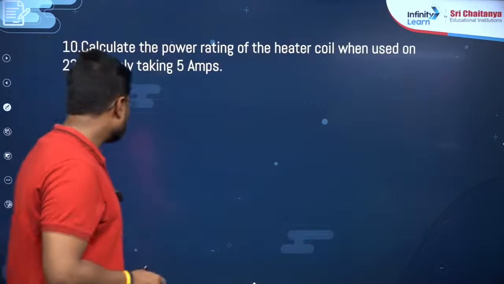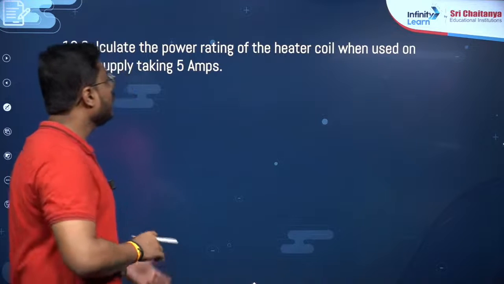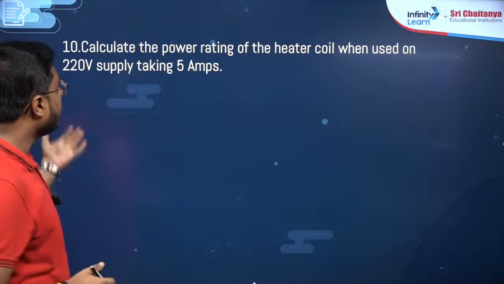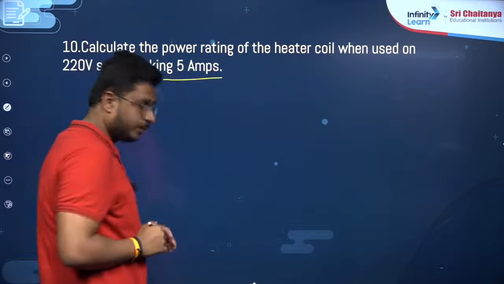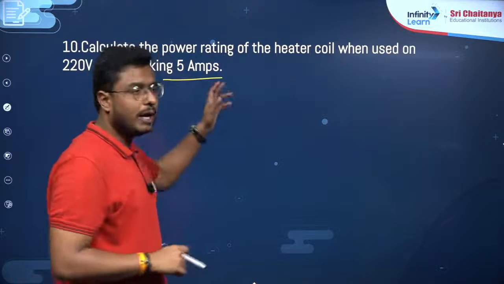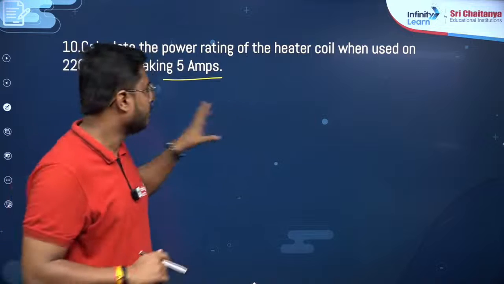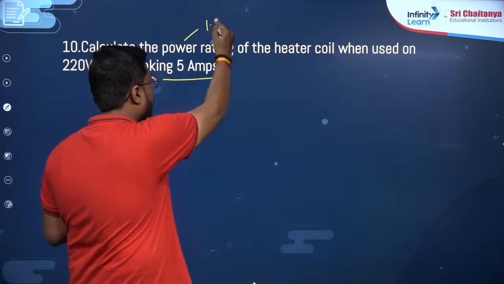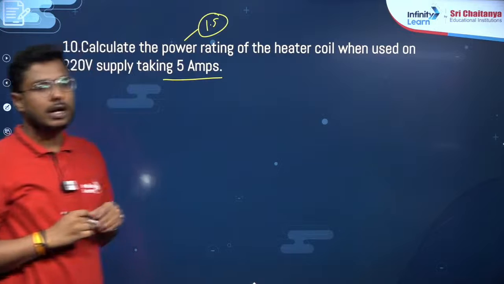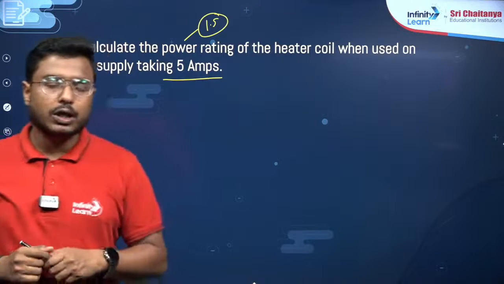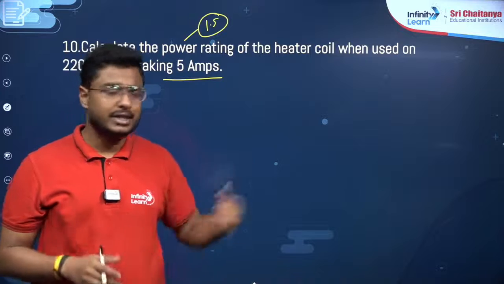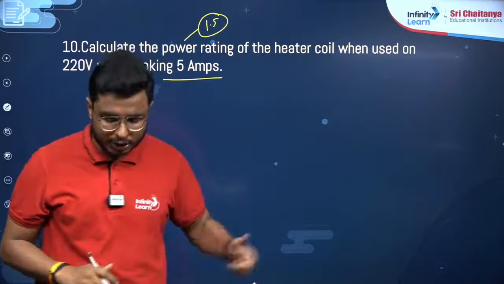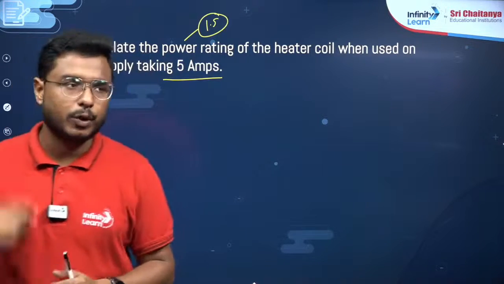Next question, calculate the power rating of the heater coil when used on 220 volt supply taking 5 amperes. These all are 1 or 2 marks questions. So I'm just giving you 1.5 minutes for this question also. That is more than enough to solve. Quickly try to recall the formula which you can use here, put in the values and you will get the answer. These all are directly formula based questions. Quickly solve it and tell me the answer in the chat box.